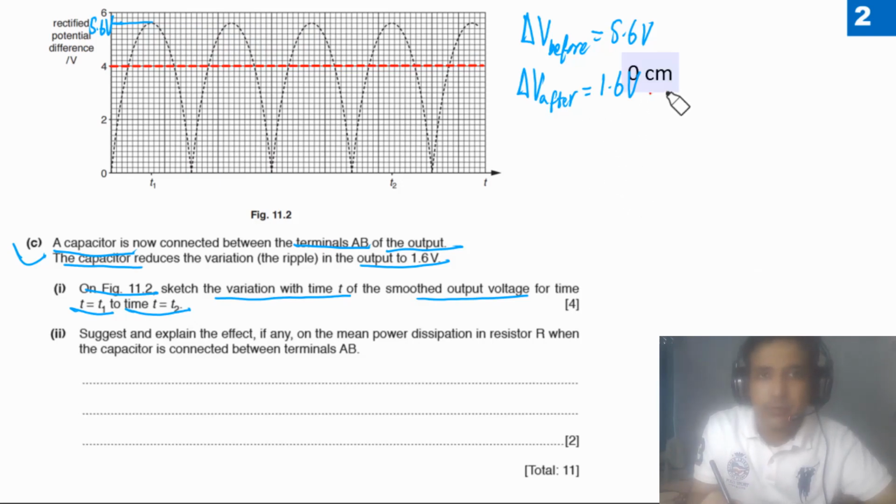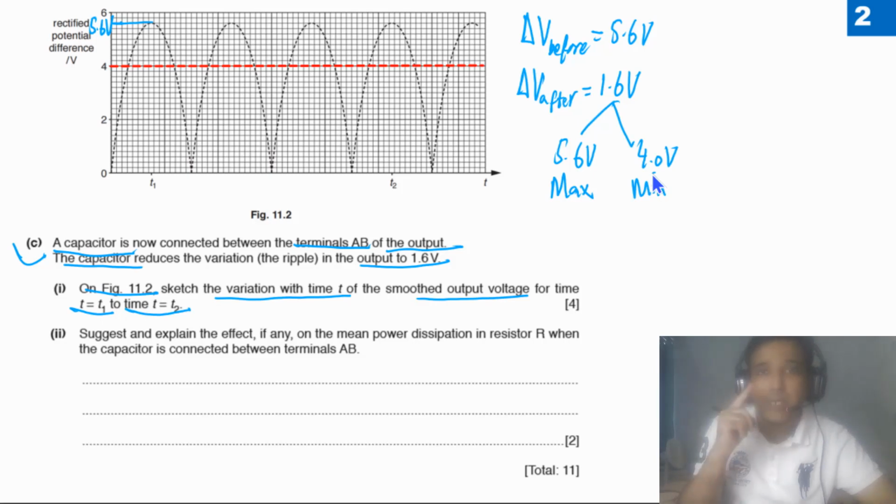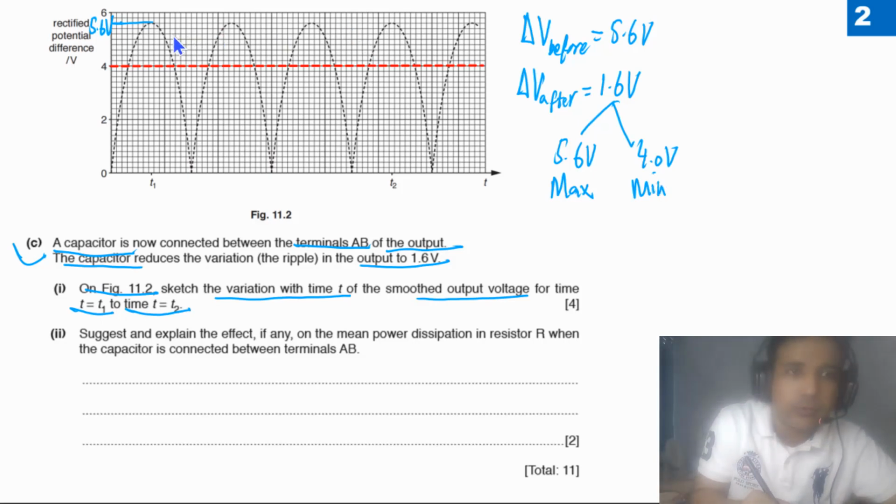5.6, delta V 1.6. It simply means that PD is changing between two values. It is changing between 5.6 volts and 4.0 volts. So the maximum is this one and the minimum is 4. So maximum and this one is minimum PD across resistor. Now we need to sketch the curve. So it will reduce when capacitor will be discharging. PD across resistor will decrease to this value.